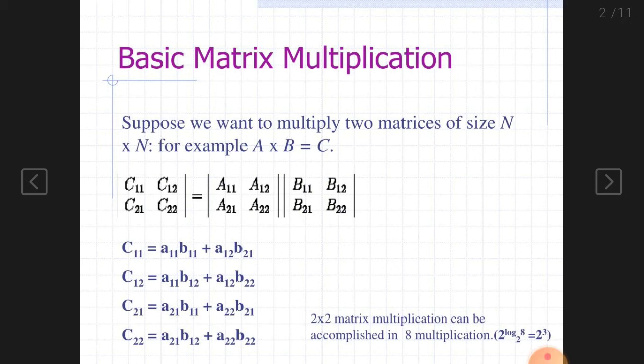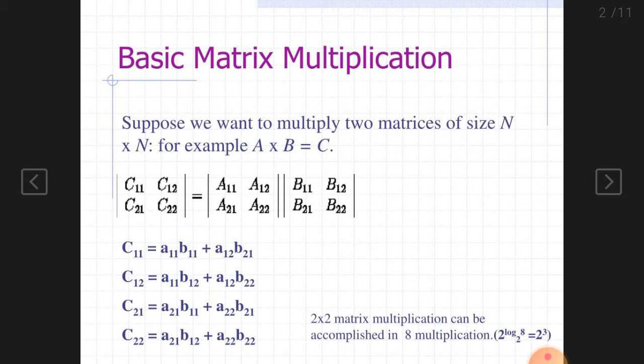Today I am discussing a matrix multiplication technique which is much faster than the traditional matrix multiplication technique, and the name of the technique is Strassen's matrix multiplication.